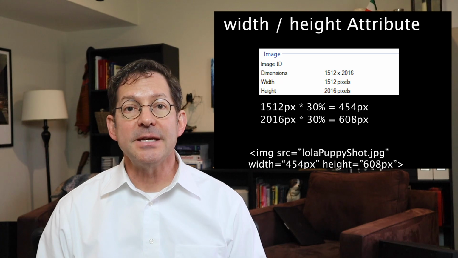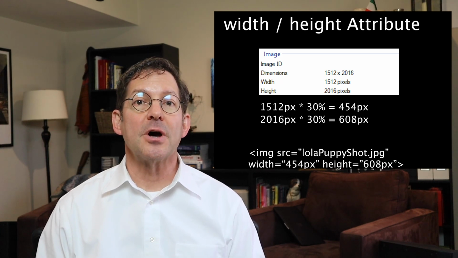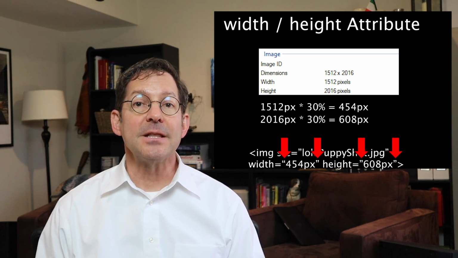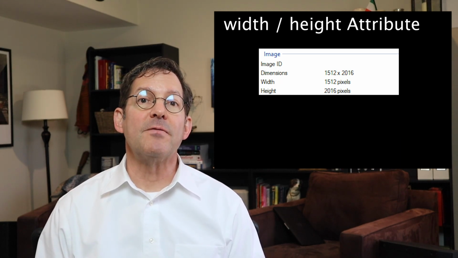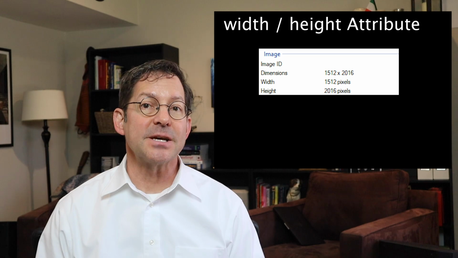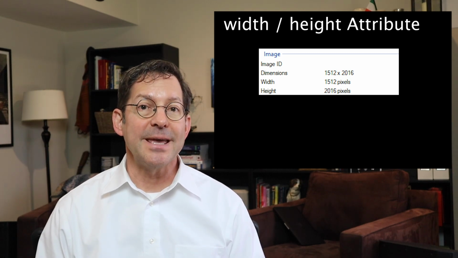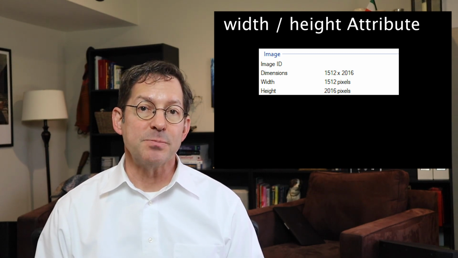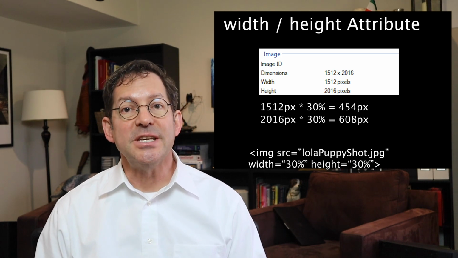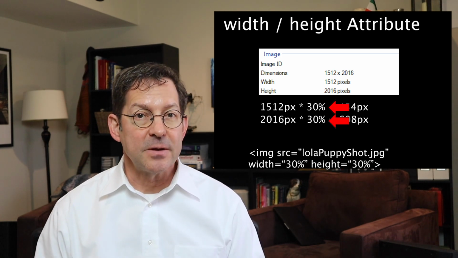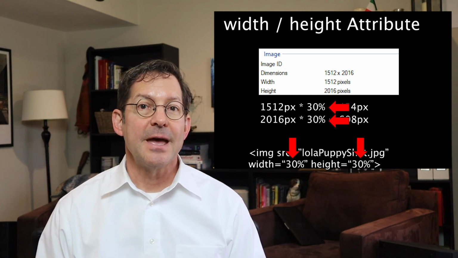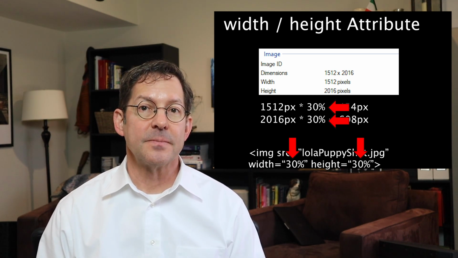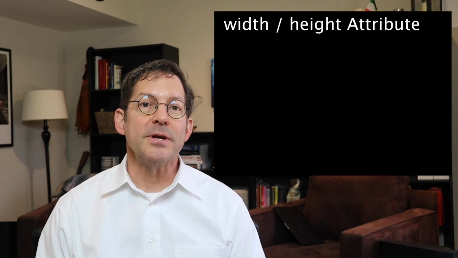Notice when assigning these attributes, I put quotes around the value and the letters px. We could also avoid using pixels and just simply type the percentages that we want to increase or decrease the image by. So to decrease our image by 30%, we could simply type 30% as the width and the height attributes. There are a few points you want to keep in mind when resizing images.